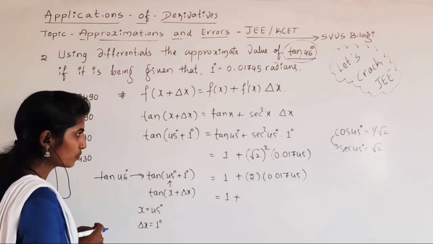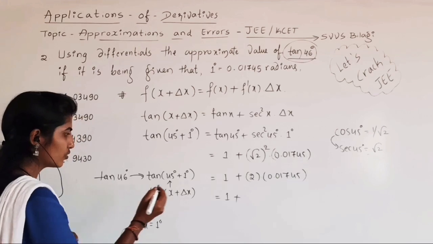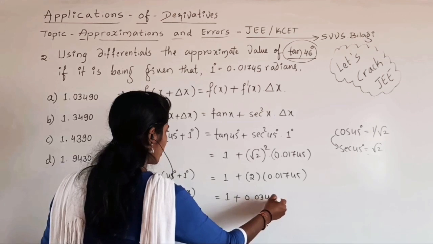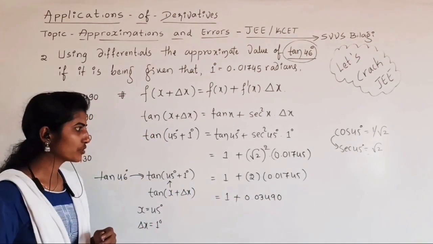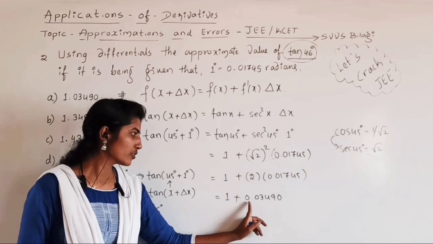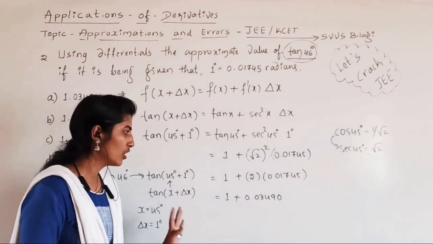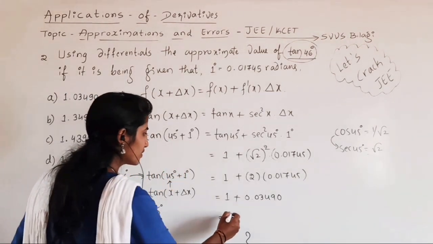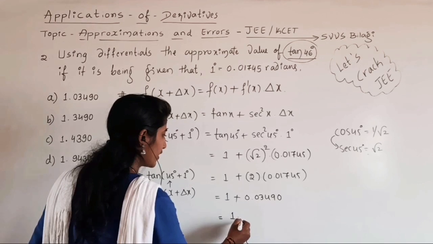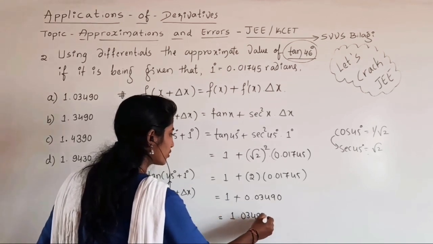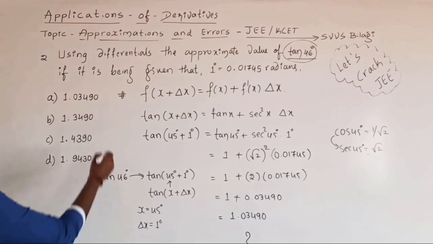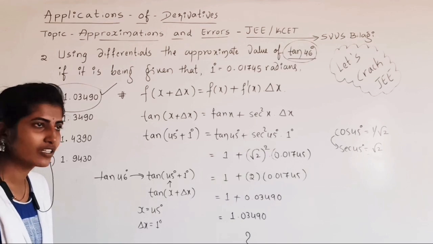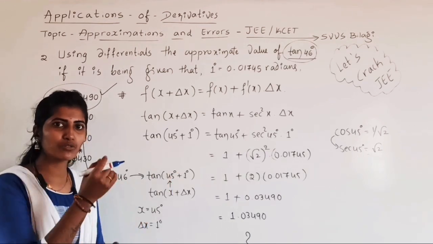So 2 into 0.01745 is equal to, I think, 0.03490. You can check that: 2 into 0.01745 will be 0.03490. After adding, tell me which option is right here. It must be 1.03490. Which option? I think yes, option A. That is your answer. Let's check it. Take your time. We'll be back with the next question.